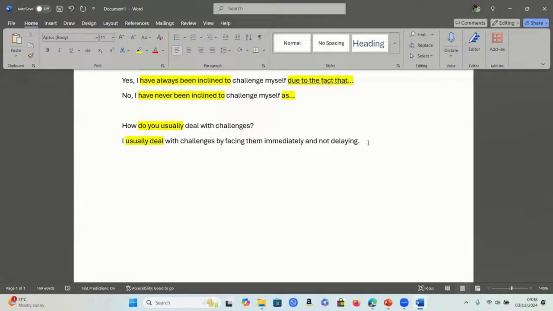Or are you thinking, how can I show present perfect, for example? I have always dealt with challenges by facing them. Oh, I've got a better idea: seeing them as ways to improve myself. That goes better. But the point here is we have managed to put present perfect in there.